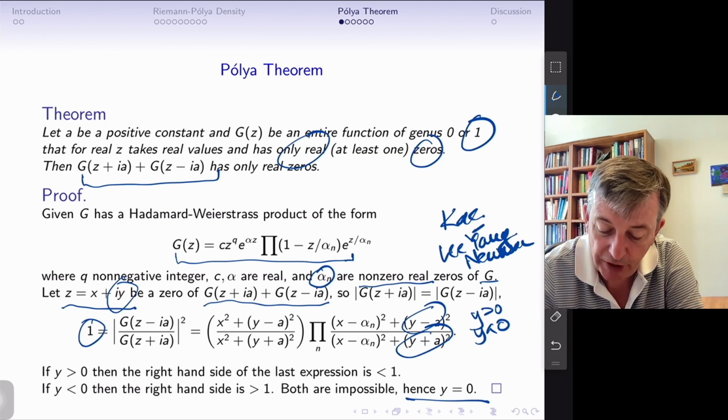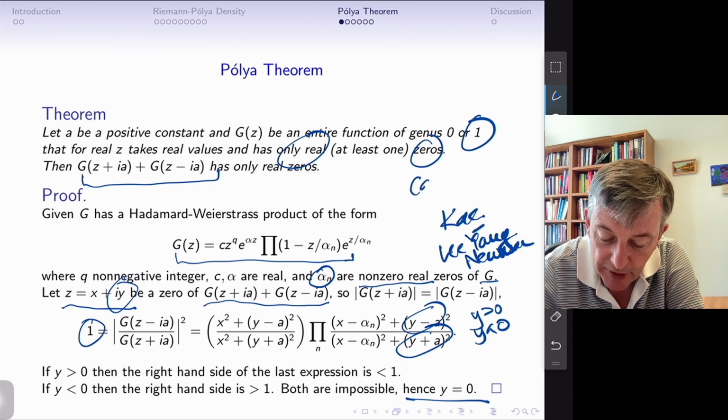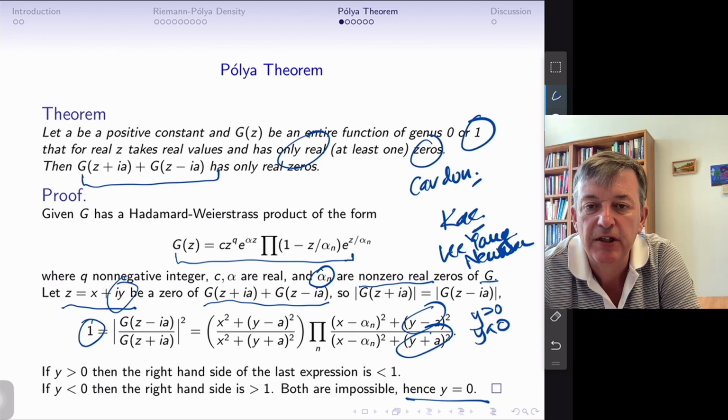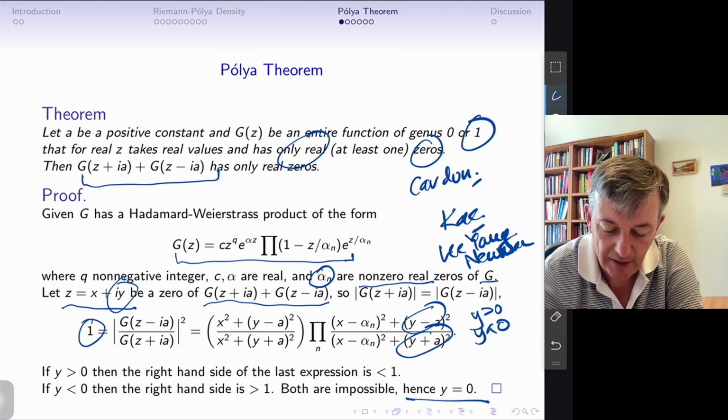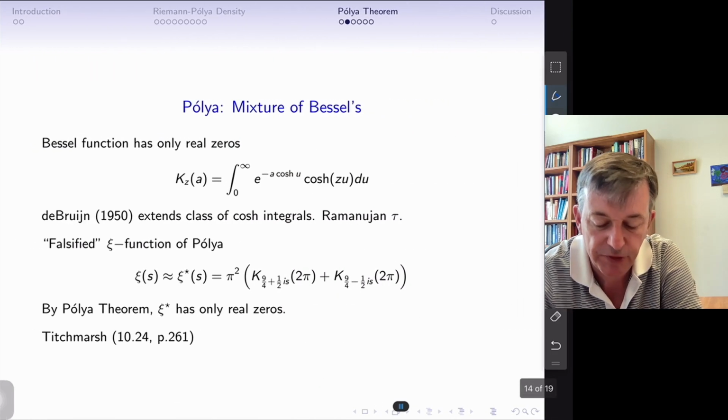And a number of people have generalized this theorem further. There's an interesting set of papers by Cardon recently that looks at much more complicated mixtures, and that will be our approach as well. So it's a very clever little theorem due to Polya. I call it the Polya-Kac theorem. If you start off with a simple class of functions that only has real zeros, you can essentially do mixtures and combinations, and that set of Fourier transforms will also only have real zeros.